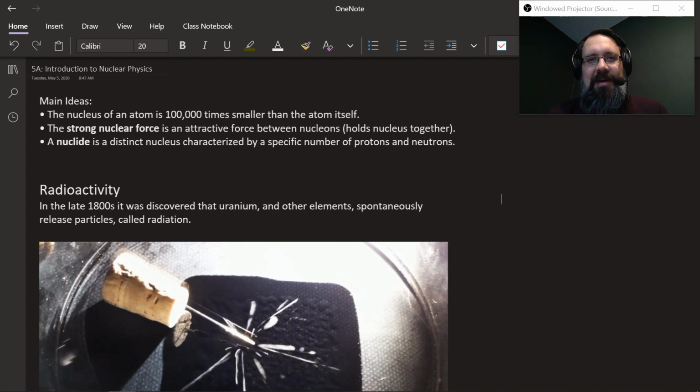We also want to talk about the nuclear force, which is the force that holds the nucleus together. It's the strongest force in nature. And then the last thing I want to talk about is what a nuclide is and how we make a symbol to represent each nuclide. So that's the plan. Let's begin.